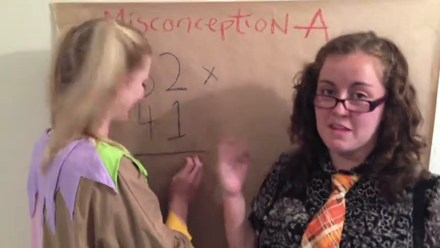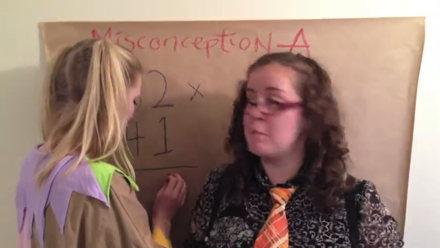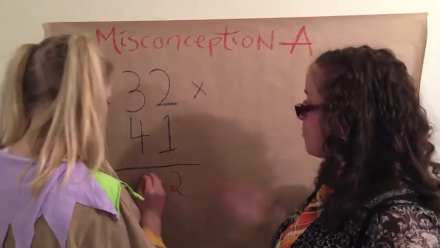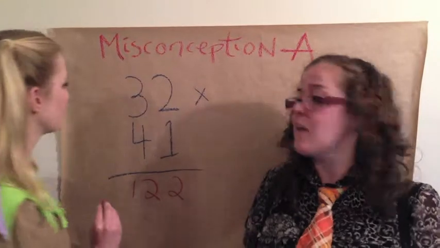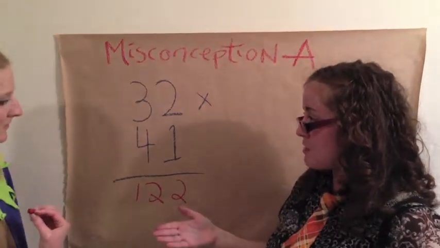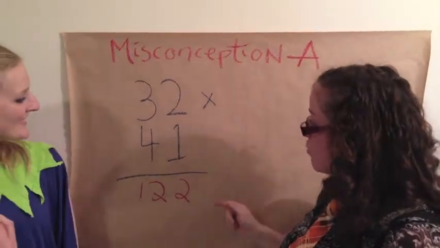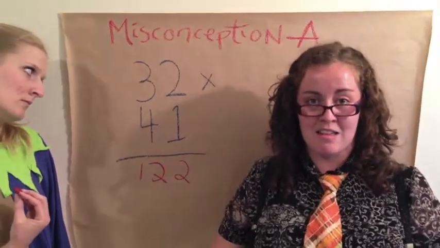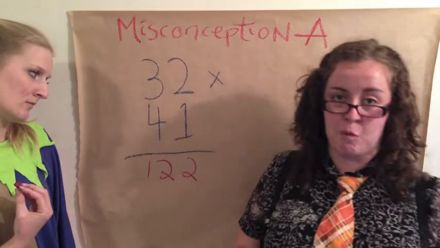Now let's model misconception A. In the problem 32 times 41, the student would multiply the bottom number by the top number. For example, see that the misconception jester has multiplied 2 by 1 and 3 by 4. In this, the student is not recognizing that two-digit numbers are whole numbers in multiplication.